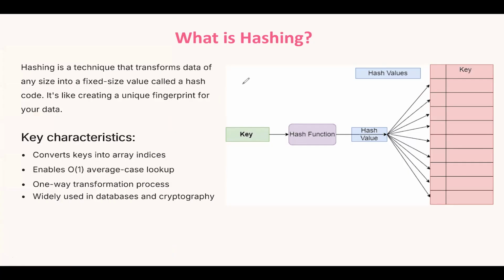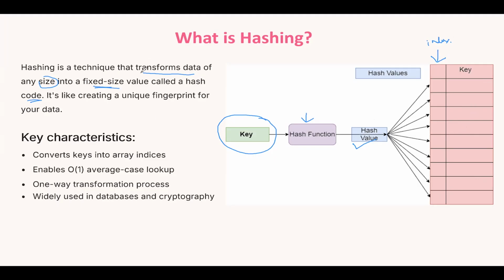As we can see in the definition here, hashing is a technique that transforms data of any size into a fixed size value called hash code. It is like creating a unique fingerprint for your data. Mainly, for any value, which you can call a key, we apply a certain hash function and generate a hash value. This hash value we will use as an index in the table. So with the help of this index, we will be able to access that particular data.